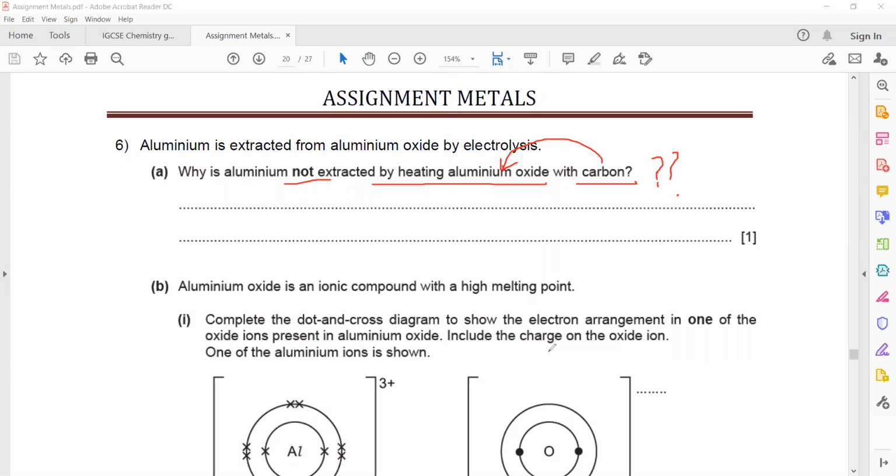Yeah, carbon is less reactive. That there's no reaction because carbon is less reactive. Or aluminium is more reactive than carbon. So simply you can write aluminium is more reactive than carbon. That's the reason why we don't use carbon to separate the aluminium from aluminium oxide. Yeah, that's also right. It will not displace. This part is related to ionic bond.